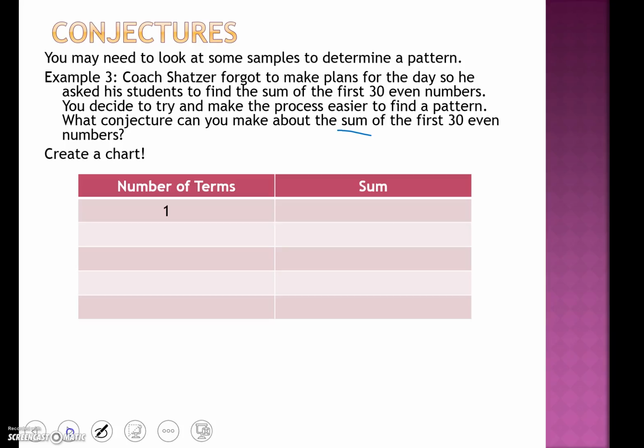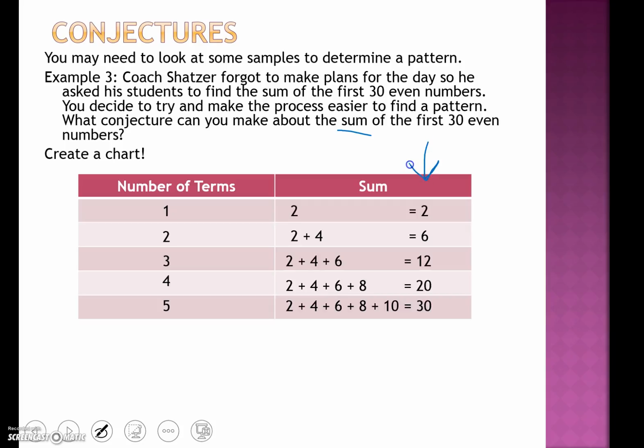So let's first start with if there was only one term. Well, the very first even number is the number 2. There's nothing to add it to, so that is equal to 2. If I now go to 2 terms, I'm going to do 2 plus 4 for a total of 6. If I do 3 terms, 2 plus 4 plus 6 is 12. Continue on to 4 terms and 5 terms, I get 20 and 30. So now what I'm looking for is a pattern in the numbers here on the right-hand side. I got 2, 6, 12, 20, 30.